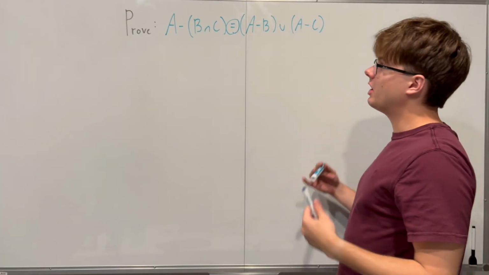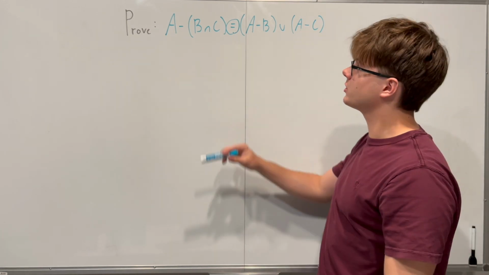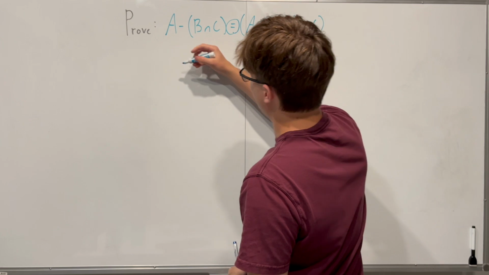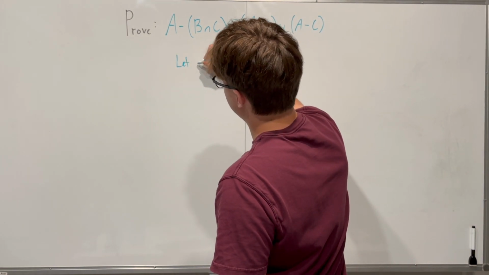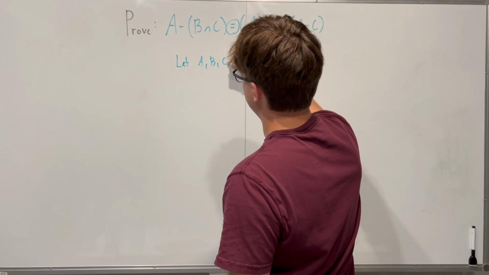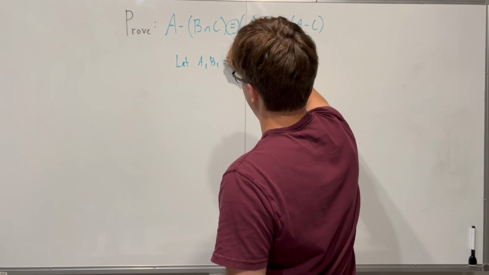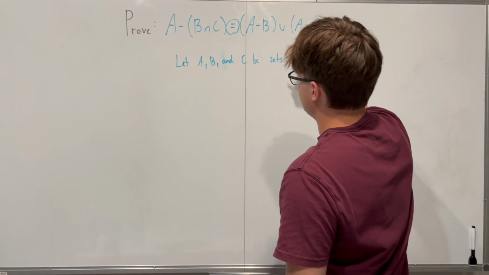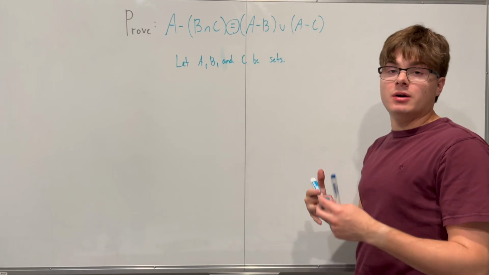So to start our proof, recognize this is going to be a for all proof because we're looking at all sets A, B, and C. So this means we start with a let. We say let A, B, and C be sets. Okay, and now we can get into our first case.